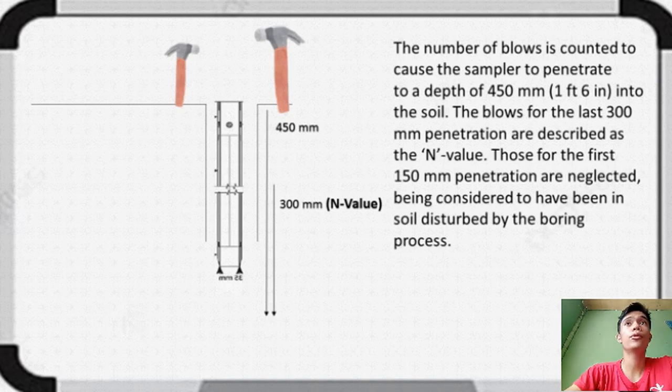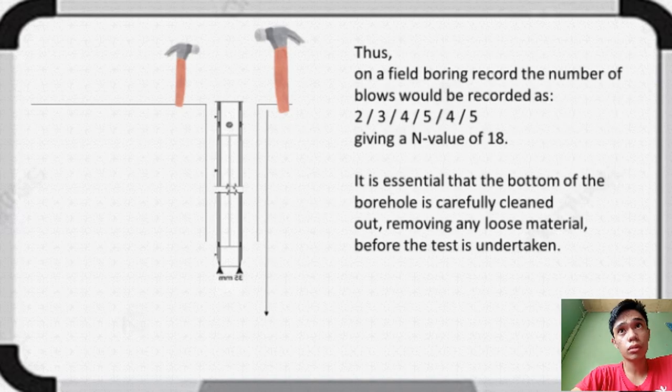first 150 mm penetration nga diri sa N value kay neglect, being considered to have been in soil disturbed by the boring process. So dire daw sa N value nga sa 300 mm, ang first 150 mm penetration daw kay dili na nila gina-appeal kay disturbed na siya sa boring process. So thus on a field boring record, the number of blows would be recorded as 2, 3, 4, 5, 4, 5, giving an N value of 18.